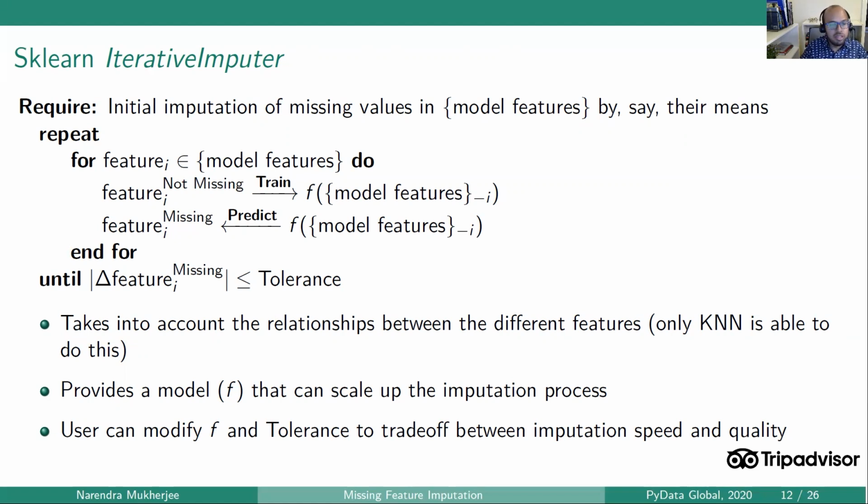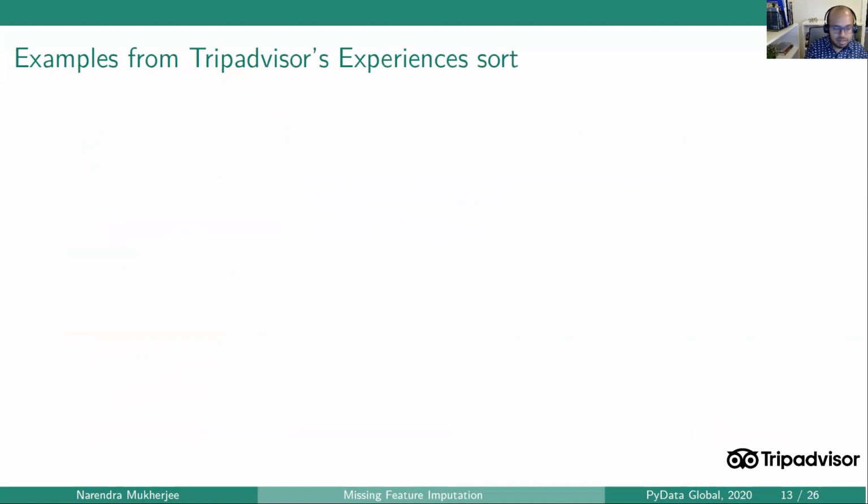So we ended up using the default values that are provided as part of the iterative imputer, and that worked pretty well for our purposes. So as I was saying, I wanted to give you an example of how this works in our particular setup. And so let's look at an example, experiences sought from TripAdvisor.